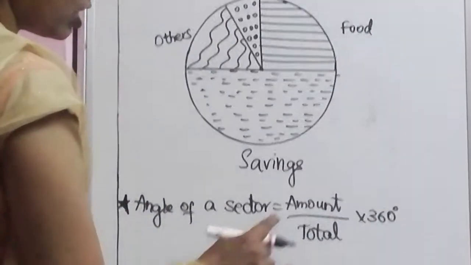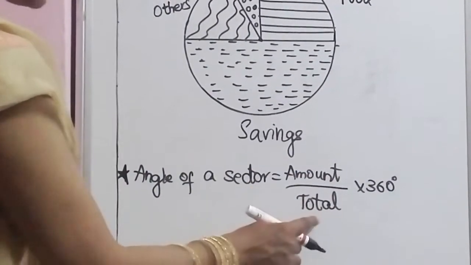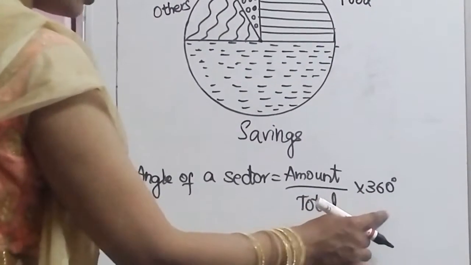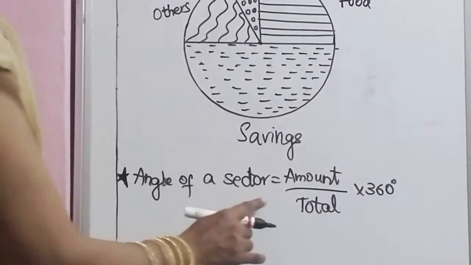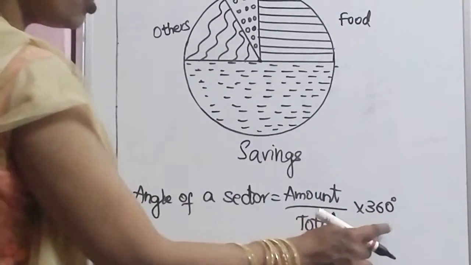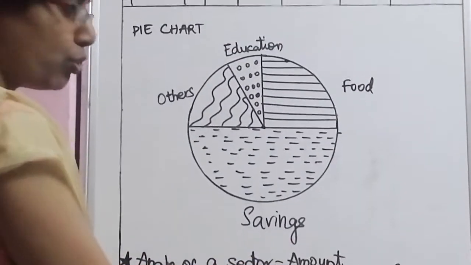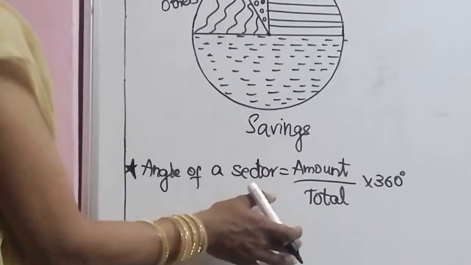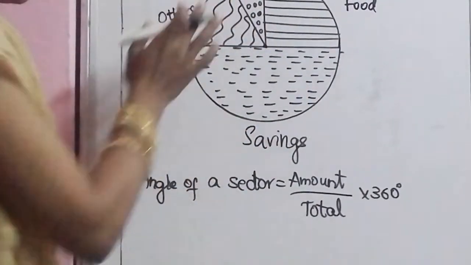Angle of a sector is equal to amount divided by total into 360 degrees. You have to remember this formula for drawing the pie chart.